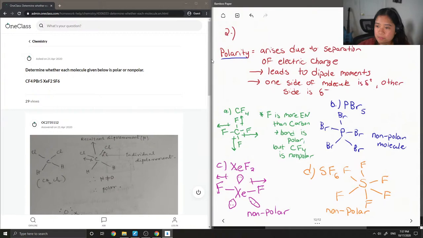So we can do everyone's favorite, which is water. So you have a more electronegative oxygen and lower electronegative hydrogens. So this side has a slightly positive charge, and the side with the oxygen, which is more electronegative, is more partially negative. So this would be an example of a polar molecule.